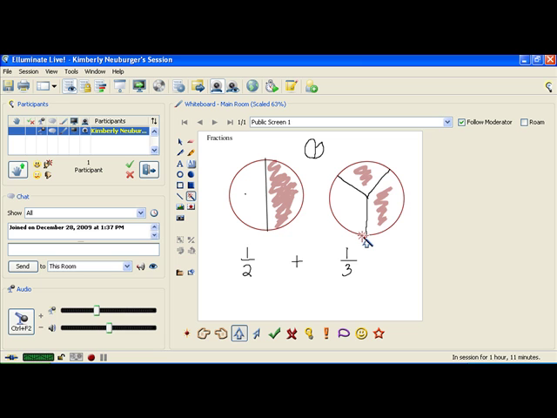Since you can't paste pieces back together, but you could cut them into smaller pieces, what we're going to do is divide this into 6 pieces and this one into 6 pieces. To make this one into 6 pieces, we have to take each of these pieces and divide them into 3 parts, which now makes the apple into 1, 2, 3, 4, 5, 6 parts.